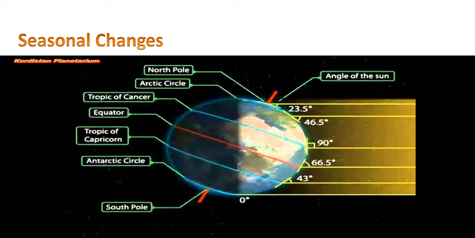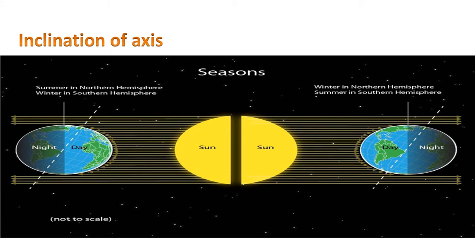Revolution causes different seasons, the changing weather conditions due to the differences in the heating of the earth. Revolution is an annual cycle, so the seasons repeat year after year. Second is inclination of axis. Since the earth is tilted, the seasonal changes are not unexpected or sudden.